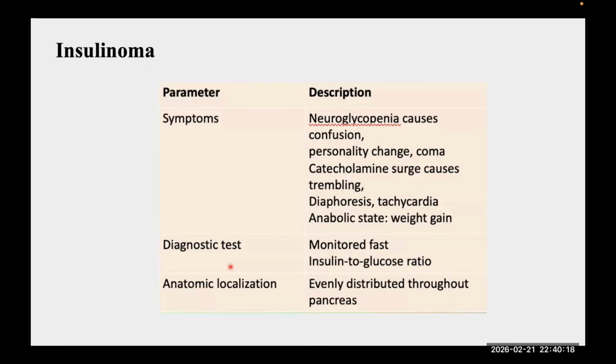Now, these are all the things that we discussed in a table, but let me just discuss the diagnostic tests because they were not there. Monitored fast is basically when you ask the patient to fast and you monitor them. If the patient is fasting, their insulin levels are supposed to go down. If you leave the patient fasting and their glucose goes down, but their insulin does not go down, this is very suggestive of insulinoma. Insulin to glucose ratio is an older test, but it has the same concept. When glucose levels are low, you're expecting the insulin levels to be low as well. If glucose goes down but insulin does not, this also suggests insulinoma. Anatomic localization: evenly spread throughout the pancreas.